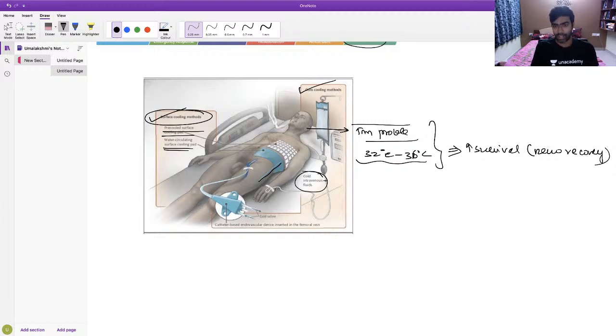Second is the traumatic brain injury state, where the patient will be comatose again, and third is ischemic stroke patients who are comatose. But remember, for ischemic stroke, currently the trials are going on. You should not answer this in exams, but the two areas where you can use target temperature management and therapeutic hypothermia are traumatic brain injury, and the most important is post-ROSC, that is the return of spontaneous circulation area.